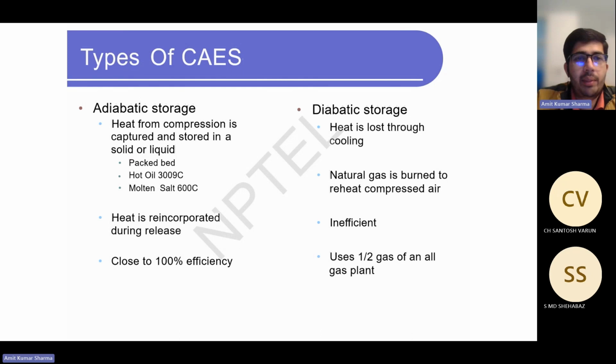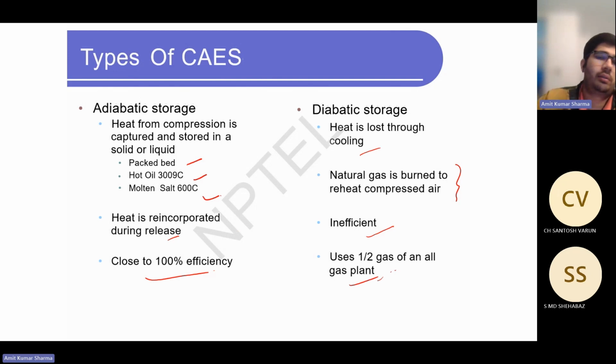Types of compressed air storage: in adiabatic storage, heat from the compression is captured and stored in a solid or liquid like pea gravel pad, hot oil, and molten salt. Heat is reincorporated during release, with close to 100% efficiency. In diabatic storage, heat is lost through cooling. Natural gas is burned to reheat the compressed air. It is inefficient and uses half the gas of an all-gas plant.